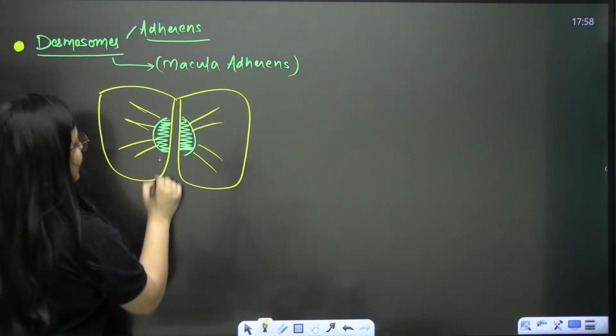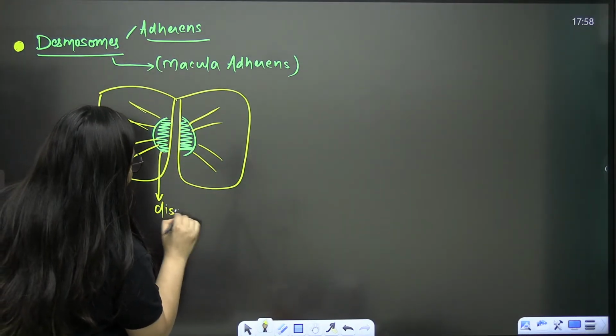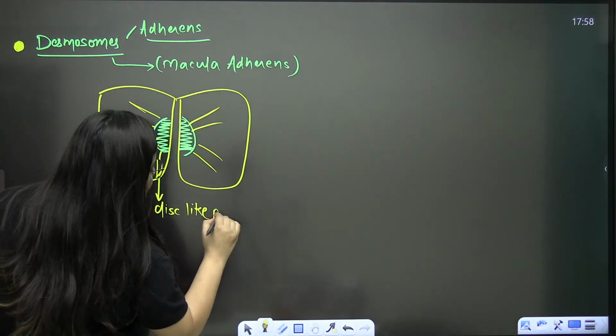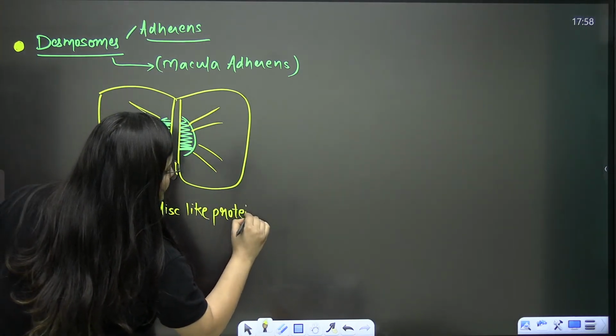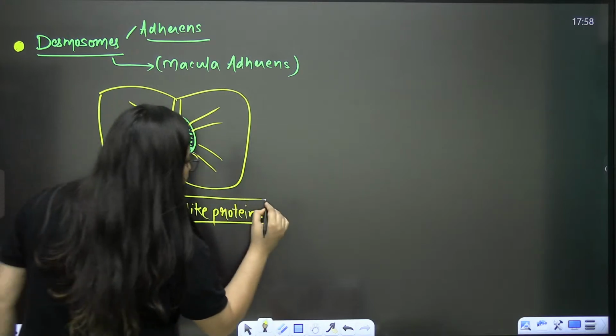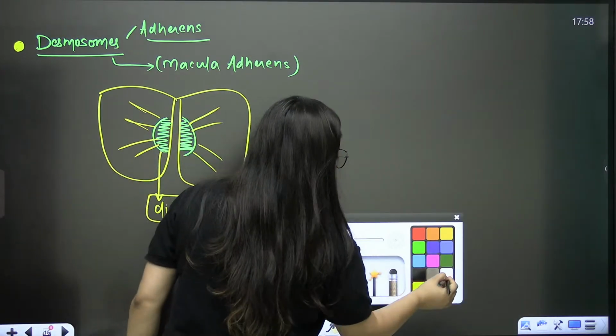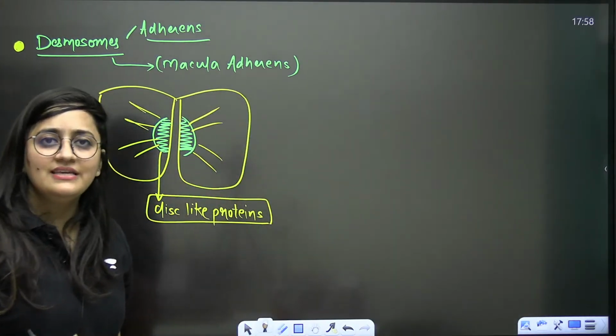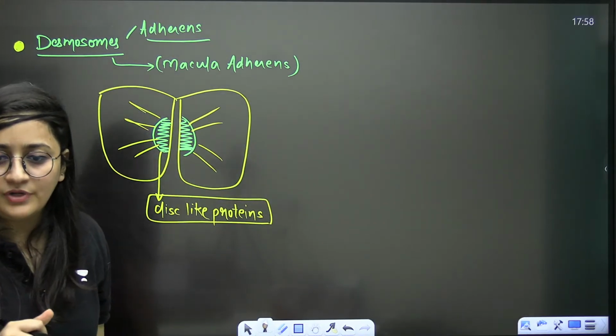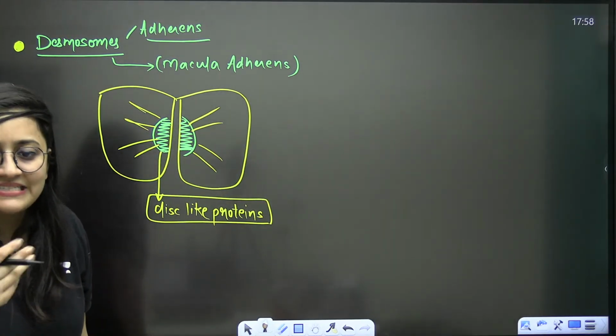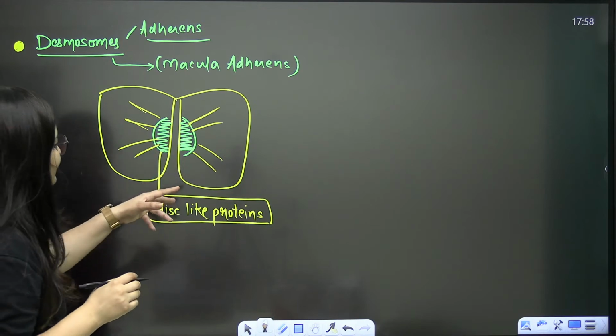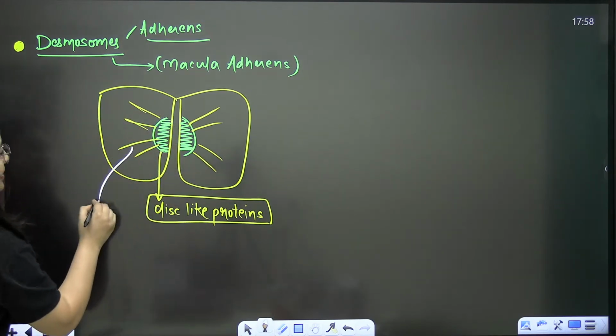So in the case of desmosomes, we see disc-like proteins. What are we going to see here? We are going to see the disc-like proteins, and these disc-like proteins also have these fibers.